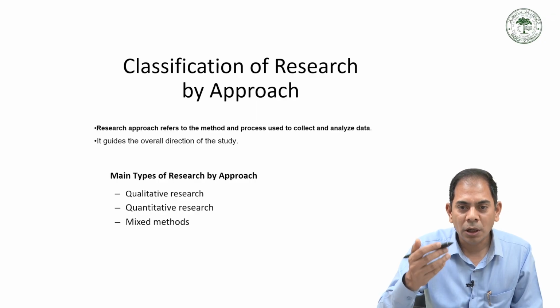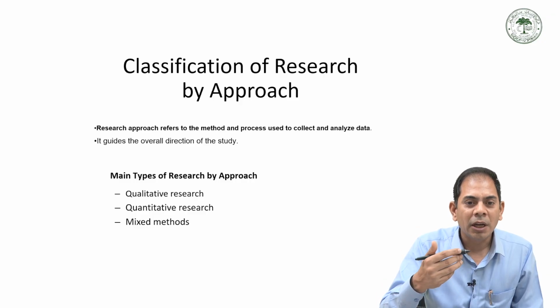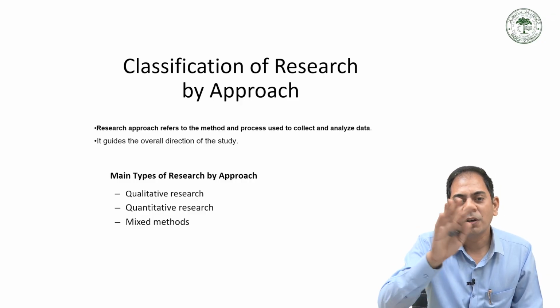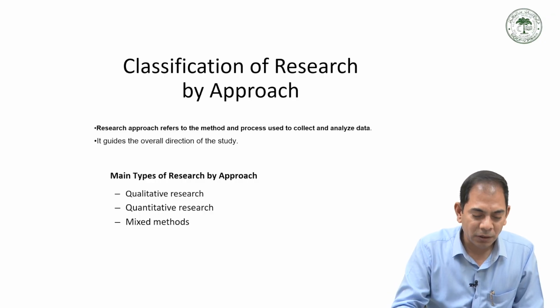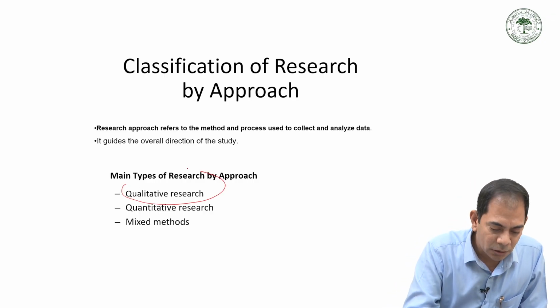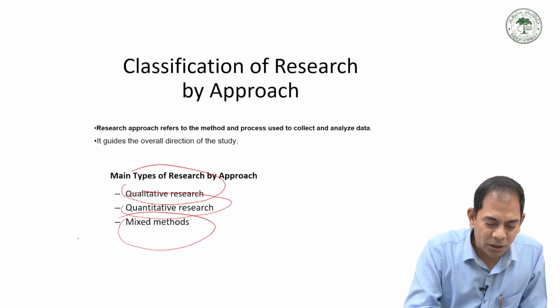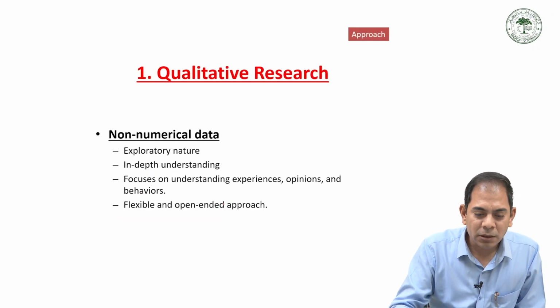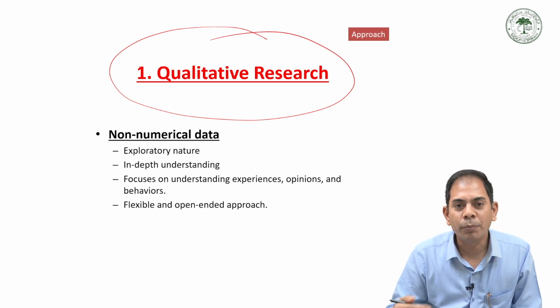Once you choose an approach, your entire research, your tools, methods and analysis will follow a specific direction. The main types of research by approach are, first, qualitative research, second, quantitative research, and third, mixed method. First, we discuss qualitative research.